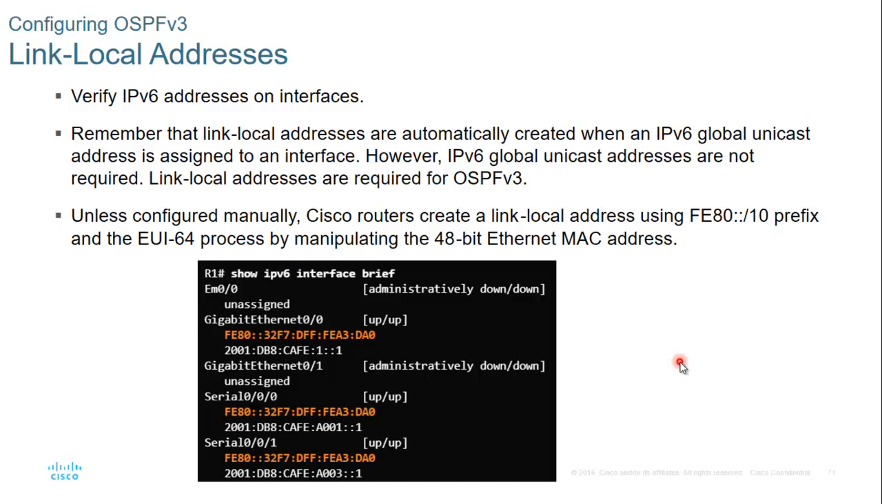Unless configured manually, Cisco routers create a link local address using FE80::/10 prefix and the EUI64 process by manipulating the 48-bit Ethernet MAC address. Do you still remember how to do this? I urge you to revisit the IP version 6 presentation slides.